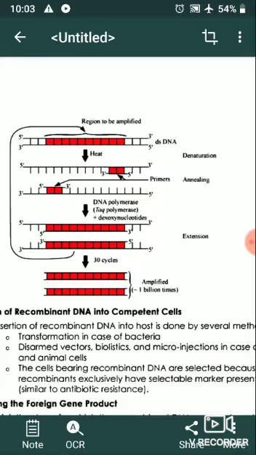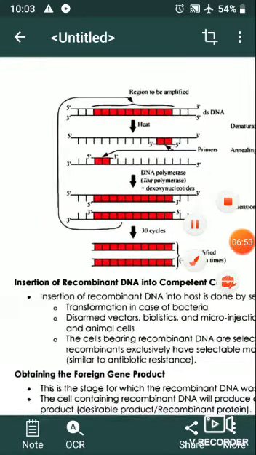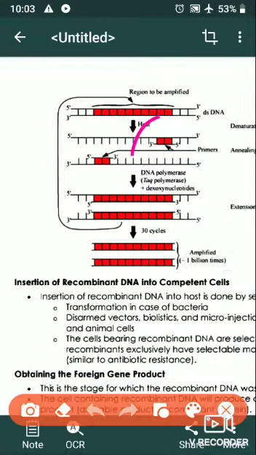Extension: formation of the complementary strand with the help of DNA polymerase is called extension. Annealing: in this process two sets of primers are hybridized to the separate single-stranded DNA.